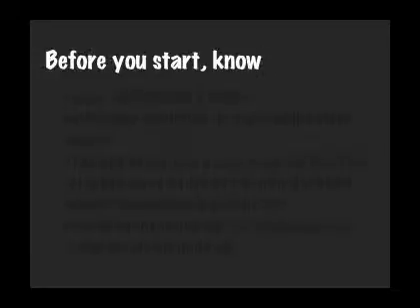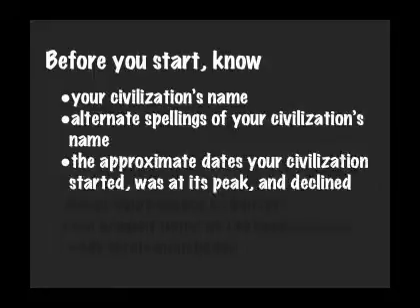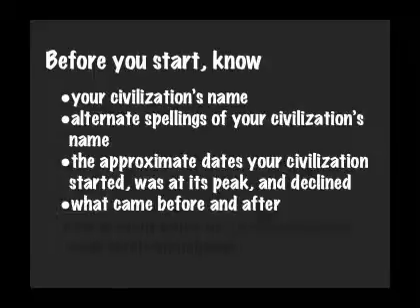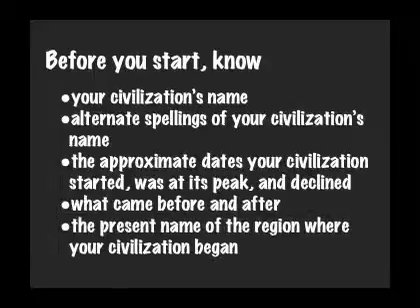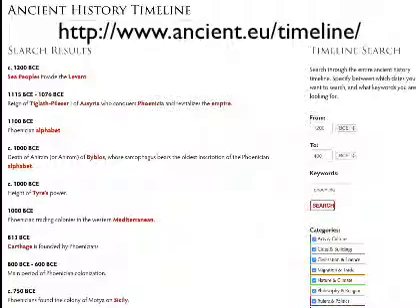So you need to know your civilization's name, alternate spellings of your civilization's name, the approximate dates your civilization started, when it was at its peak and when it declined, what came before and after, and the present name of the region where your civilization began. For Phoenicia, you can do most of that work in Wikipedia. I did use this very cool ancient history timeline, which I liked a lot.